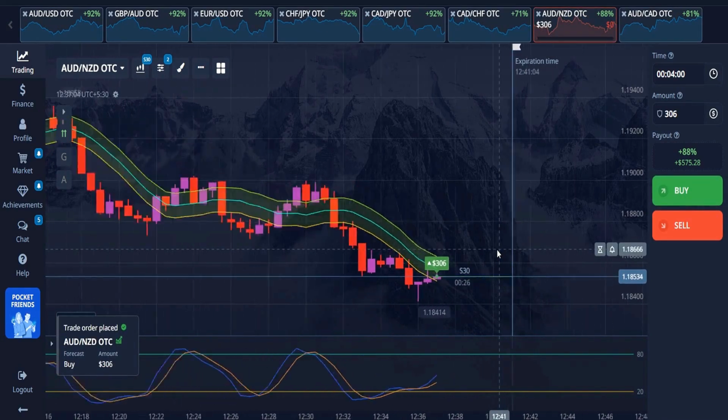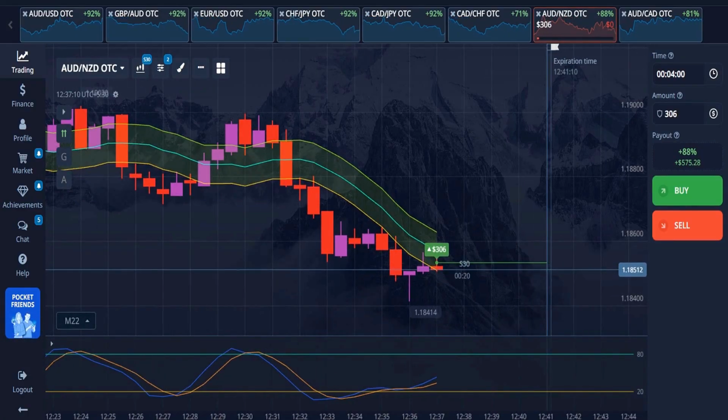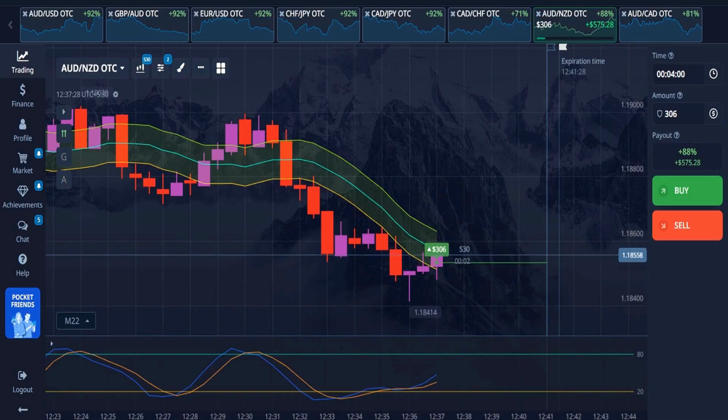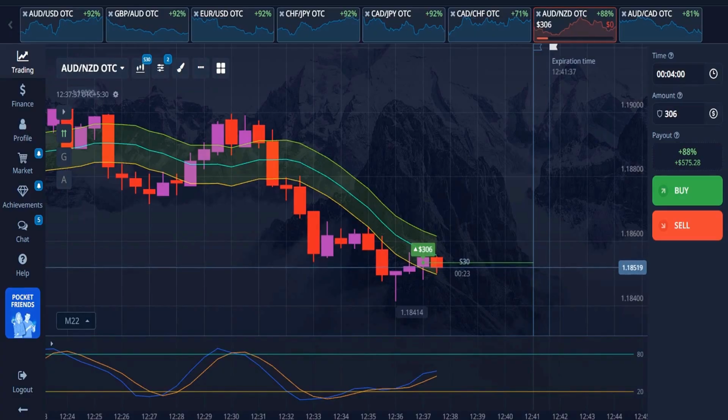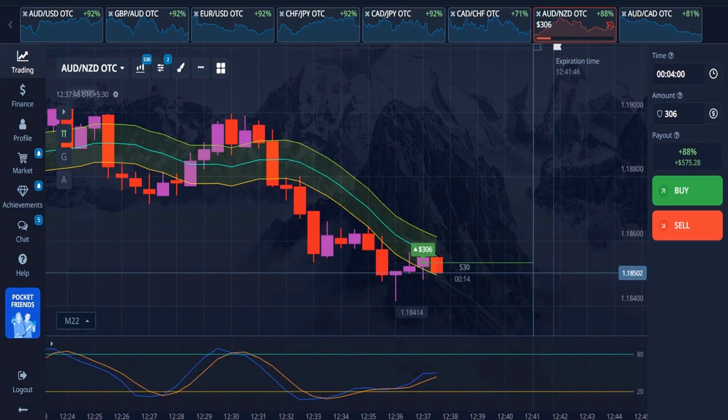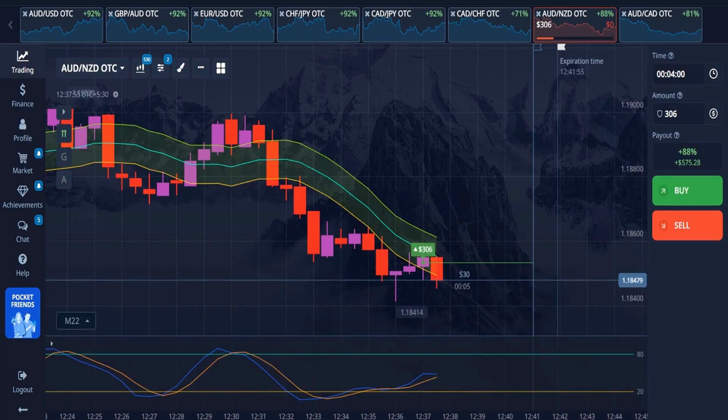Here, I've taken a buy trade. Let me show you exactly why I entered this position. First, take a look at the chart. The price touched and slightly moved below the lower band of the envelope's indicator. That's our first signal that the market might reverse upward.